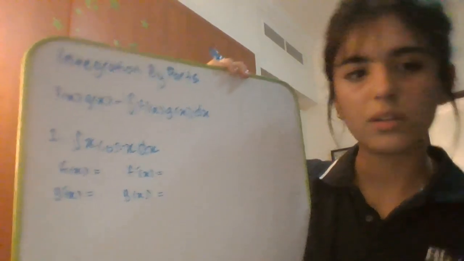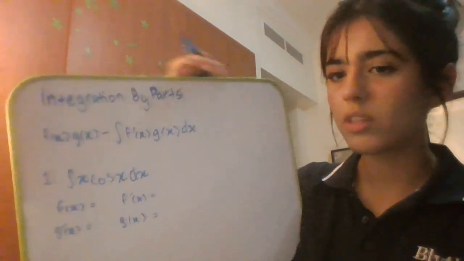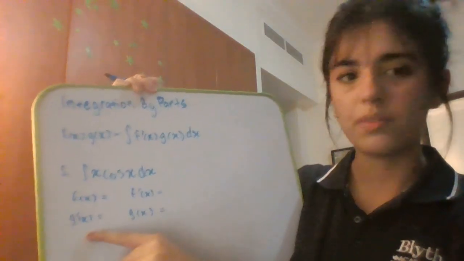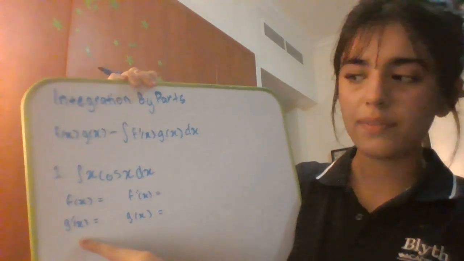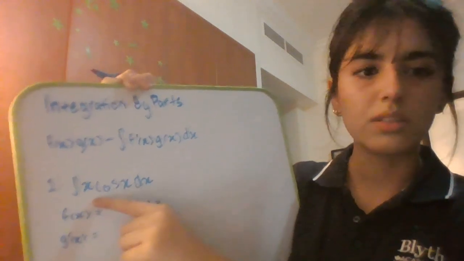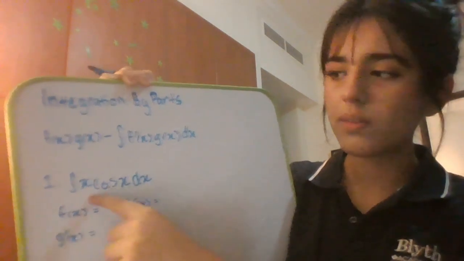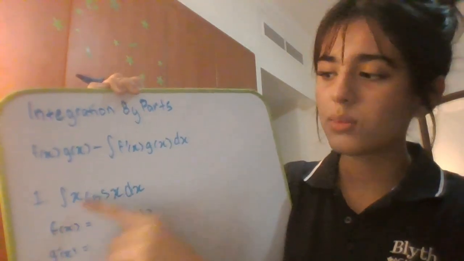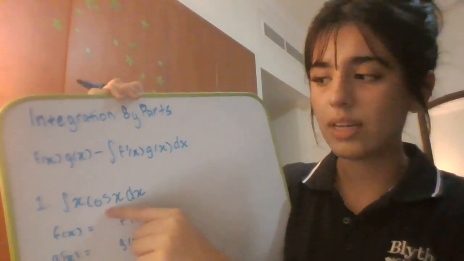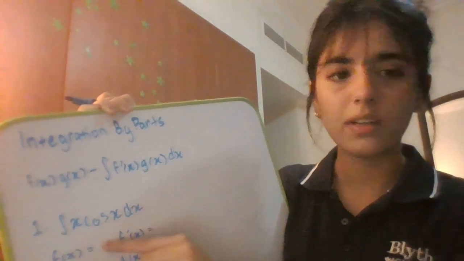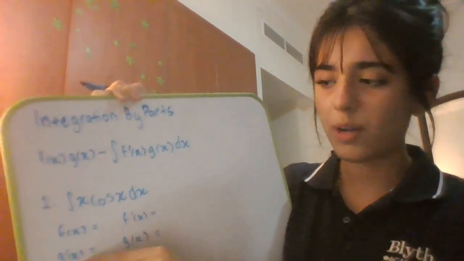Okay, so the way you want to go about this question is, first you have to pick your f(x) and your g'(x). To pick your f(x), you have to see which of these is easier to simplify when you take the derivative. So you know that when you take the derivative of x, it's just 1. And when you take the derivative of cos x, it's sine x. So the simpler option is x.